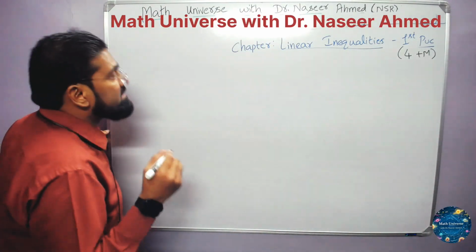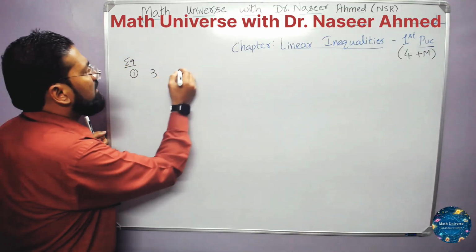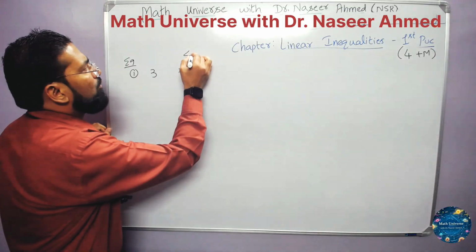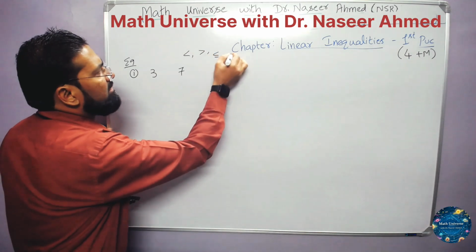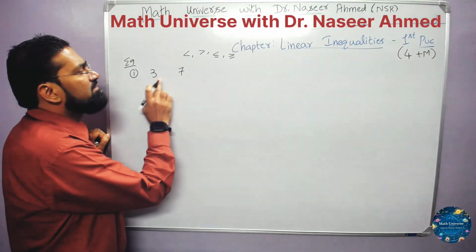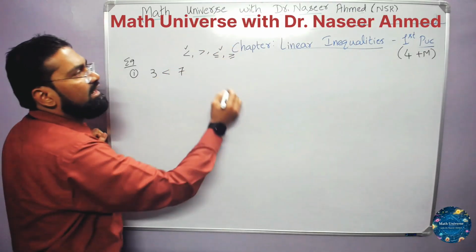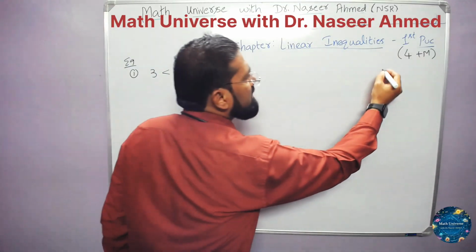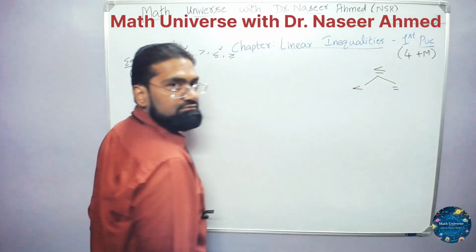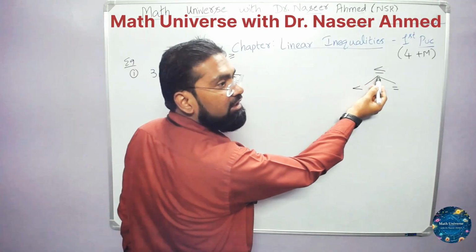Let's try to understand with the help of an example. First example, 3 and 7. Among these four, which inequality will suit here? Is 3 more than 7 or less than 7? Less than 7. So either I can write this or this. Understand, when we are writing less than or equal to, we have an option here. It means less than or equal to. That's how you read it: less or equal to. You won't say less and equal to.